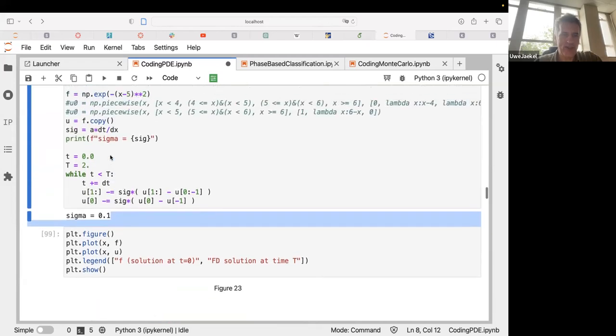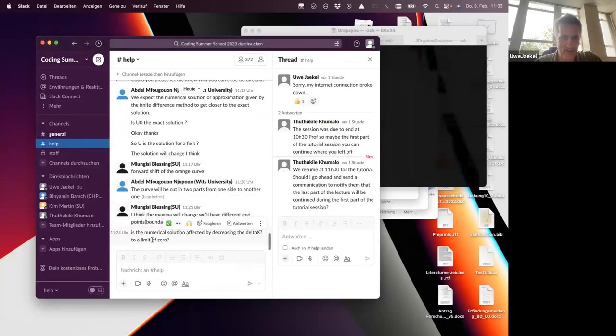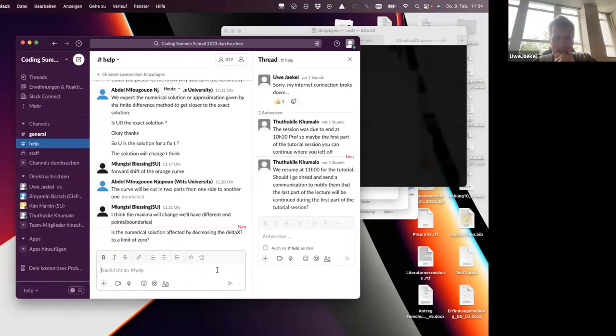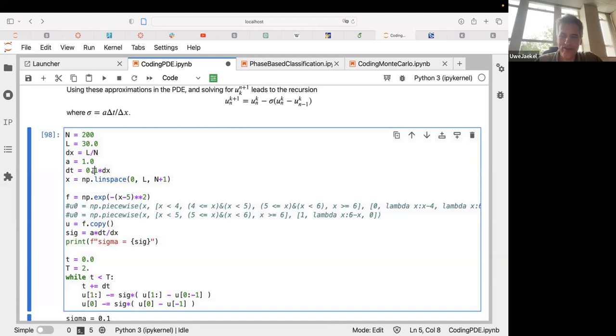Let me first see whether there are questions in the chat concerning numerical diffusion. It's worse the smaller we make the time step. So if we make sigma smaller again, let's say again by a factor of 10, it's getting worse.